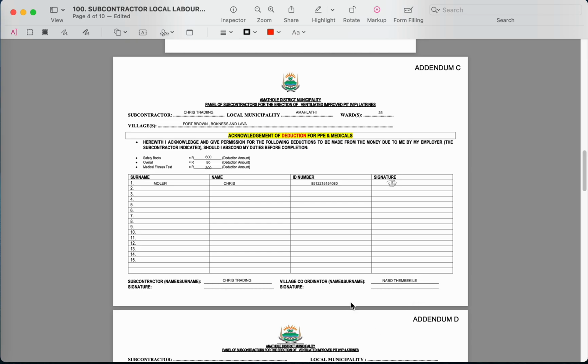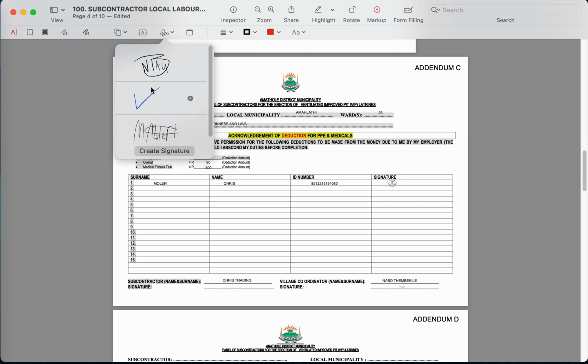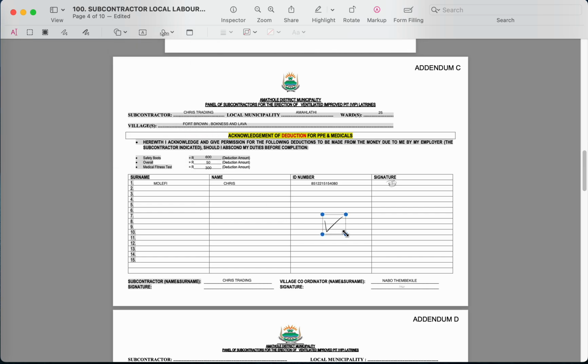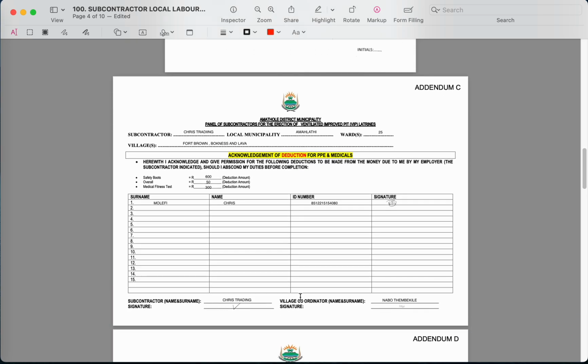I've seen that this video is about 26 minutes now, but we will try and make it as quick as possible, ensuring that we don't miss any details. The village coordinator, which is Mr. Nabu, signs this side, and the contractor director or representative will sign here. Beautiful. Let's move on, ladies and gentlemen.